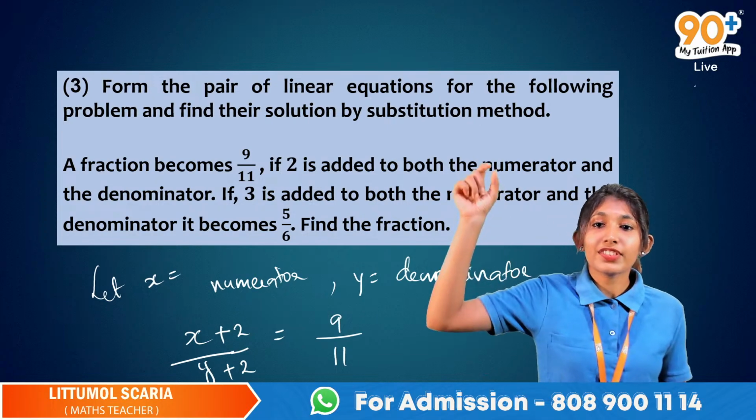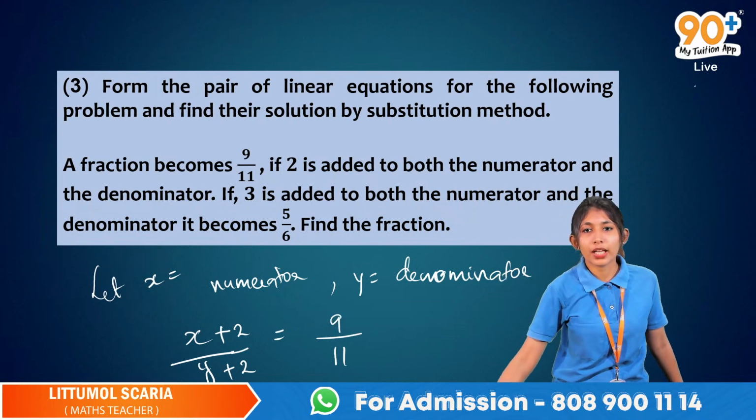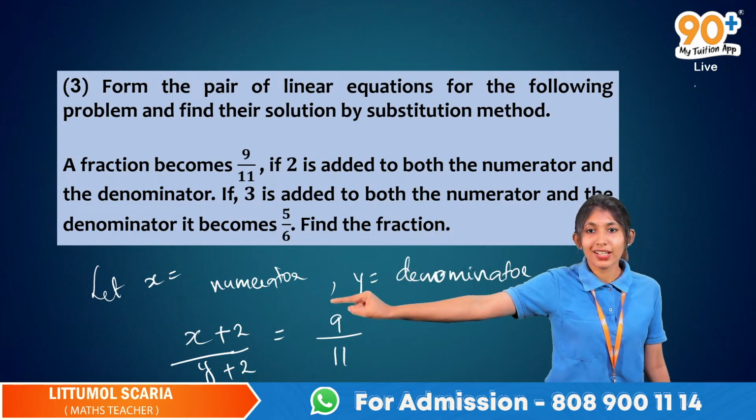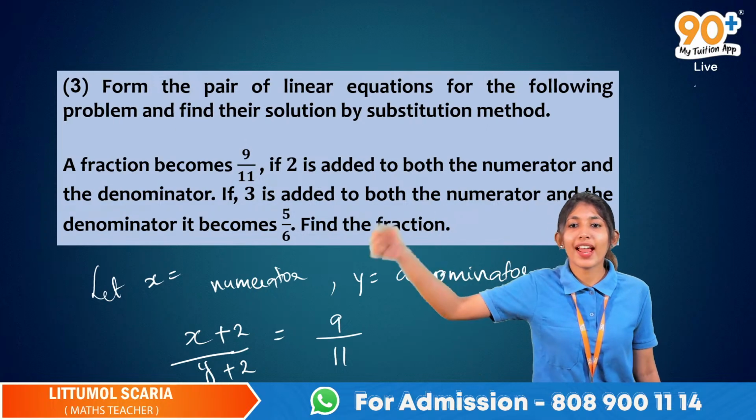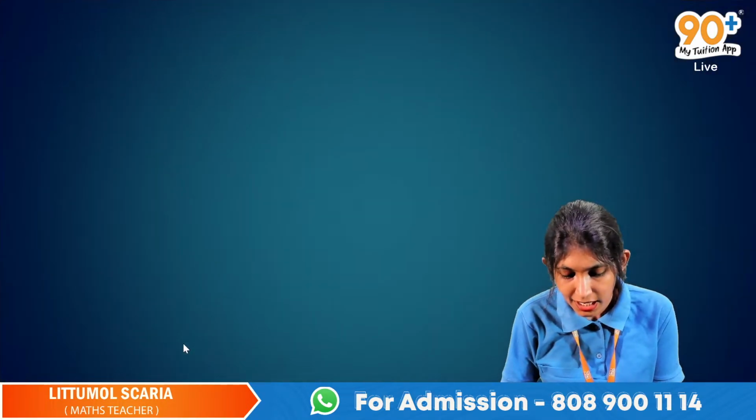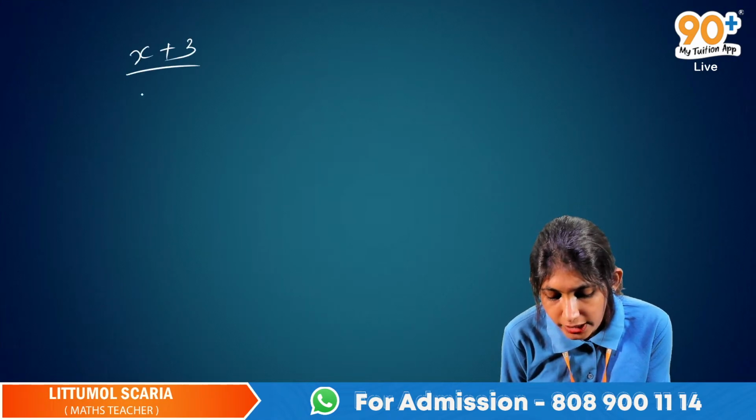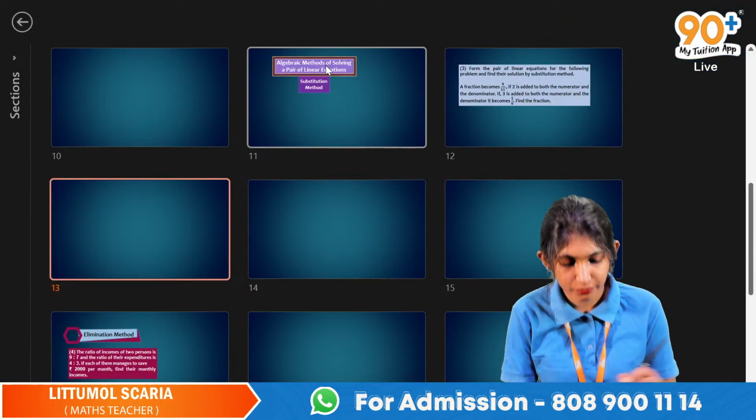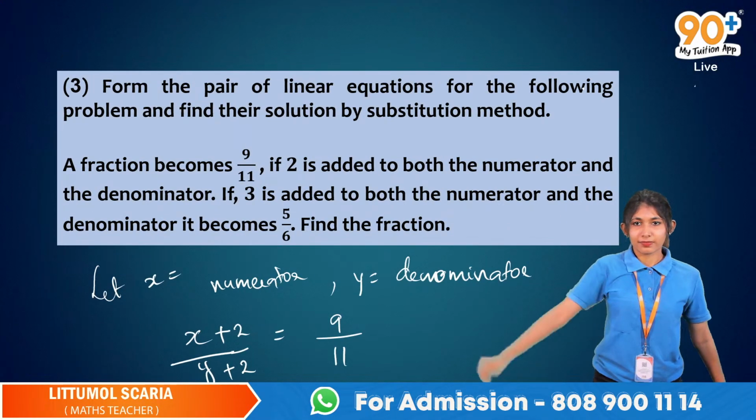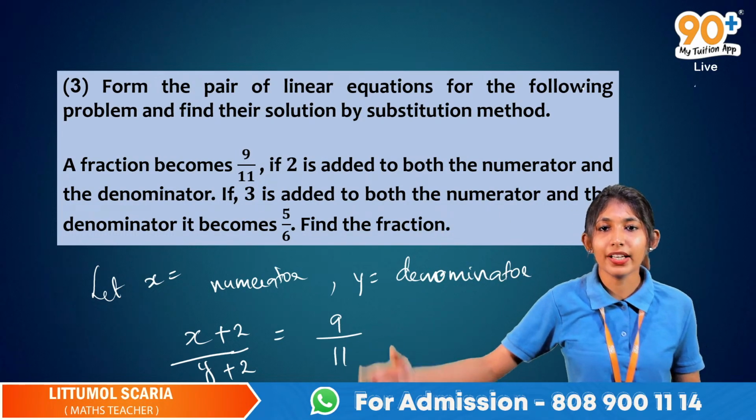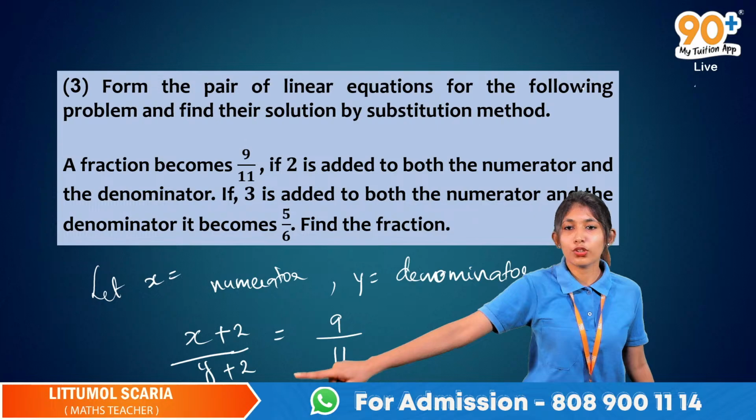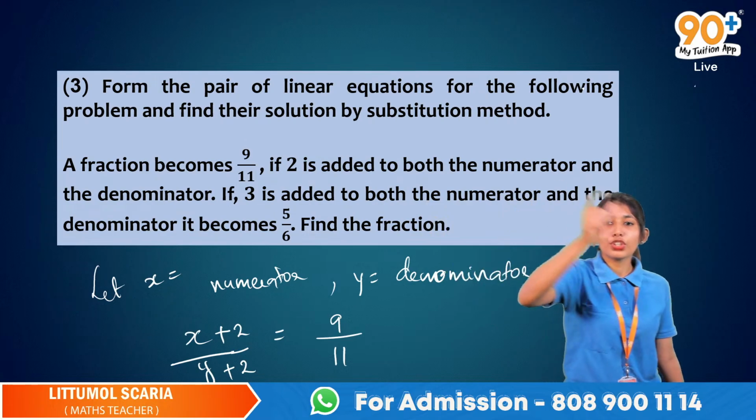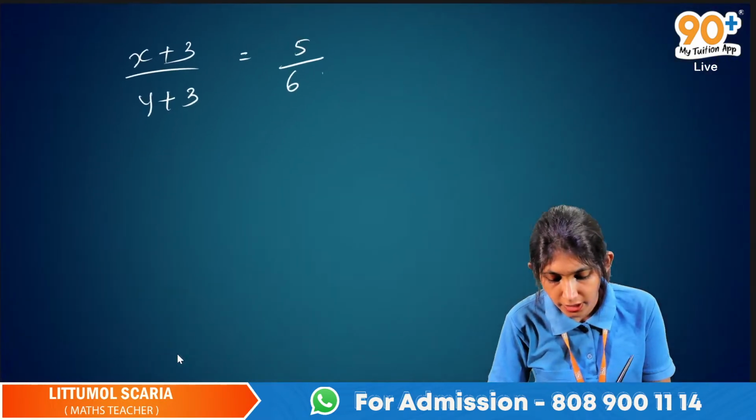Now, 2 added gave 9 by 11. What if 3 is added? If 3 is added to both the numerator and denominator, the fraction becomes 5 by 6. Are you clear with the question? The fraction becomes 9 by 11 when 2 is added to both numerator and denominator. If 3 is added to both, the fraction becomes 5 by 6.